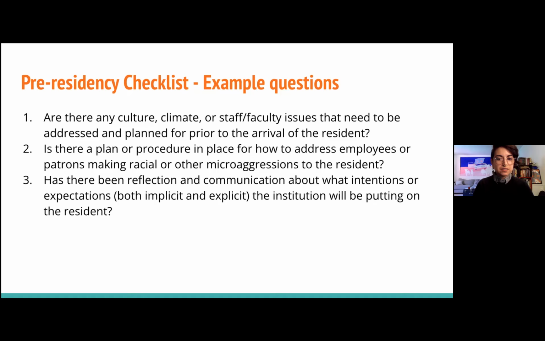And then lastly, has there been any reflection and communication about what intentions or expectations, both implicit and explicit, the institution will be putting on the resident? So examples of intentions that would be harmful for a resident is treating the resident like a change agent for the institution or using the resident as a test subject for diversity initiatives. And the point of all of these questions is just to make sure that the institution and relevant stakeholders for residency programs try to pause and take time and reflect and center the resident.